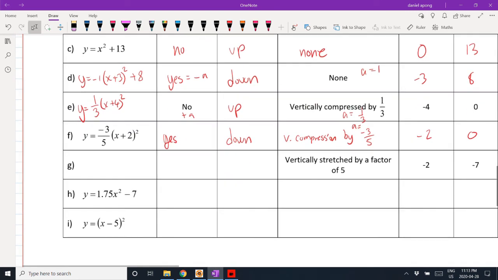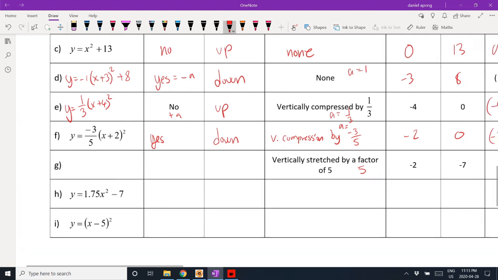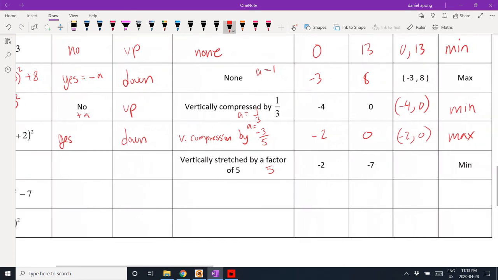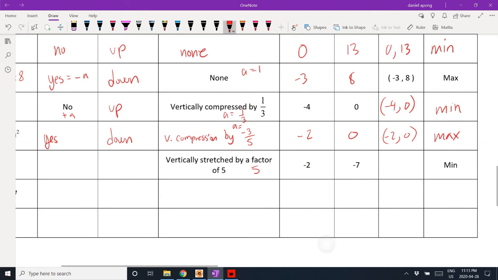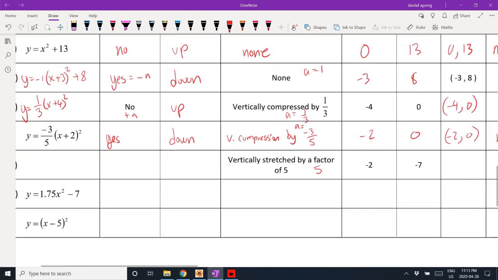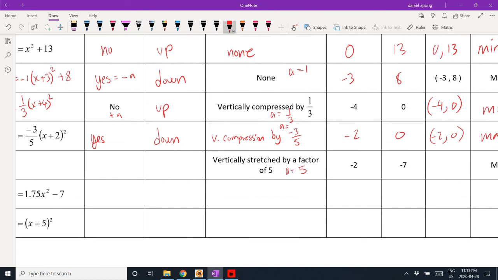Okay, let's try G here. 3 more examples. So G, what information do we have here? It says vertically stretched by a factor of 5. So our A, at this moment, we know is at least 5. What other information does it tell us? It tells us a minimum, so that means it opens like this, so it opens up. So A is going to be positive. So we can conclude A is positive 5.